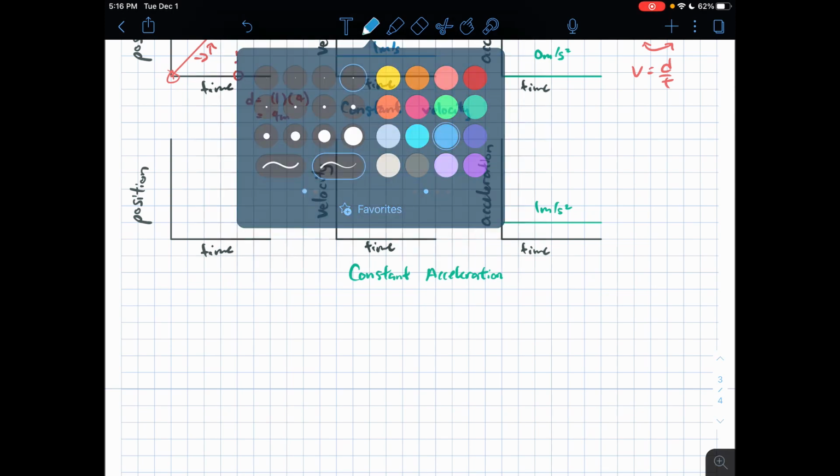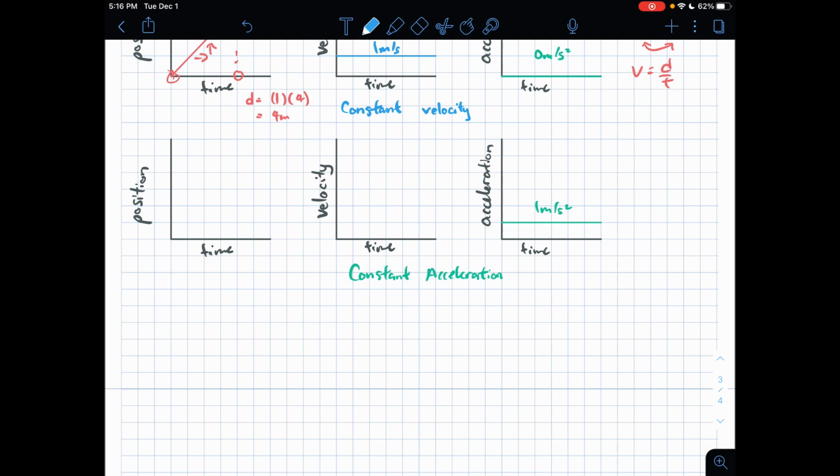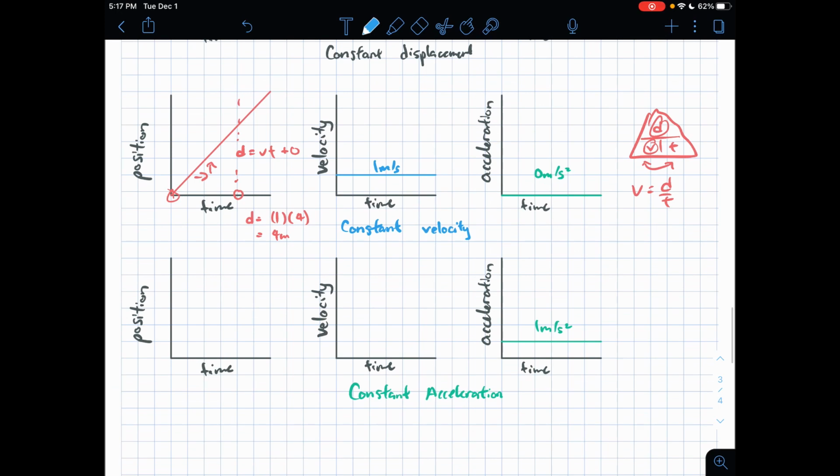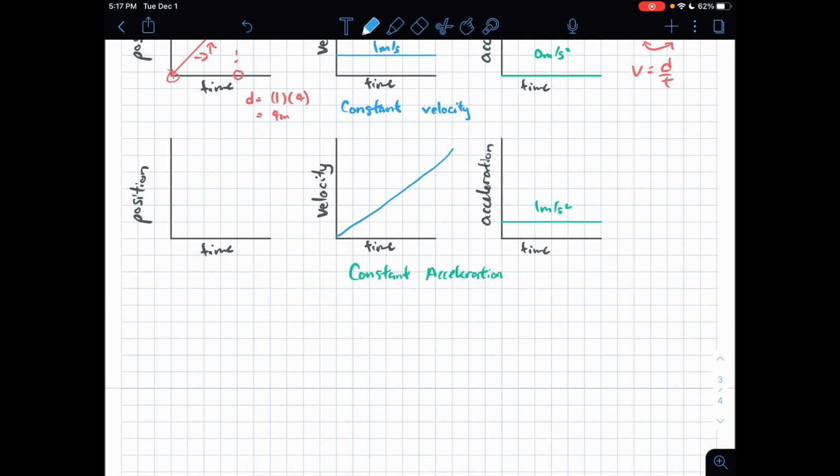What would happen to the velocity here if it's 1 meters per second squared? Well, it's basically what would happen to position if it was constant velocity. There would be a slope here. For every given second, it would increase the velocity by 1. Now, here's where things get interesting. What would happen to the position time graph? This is how it would look like here.